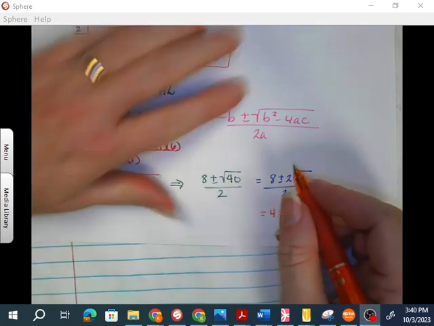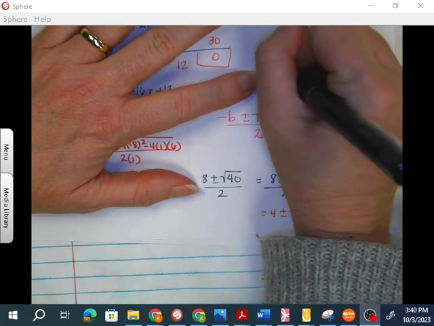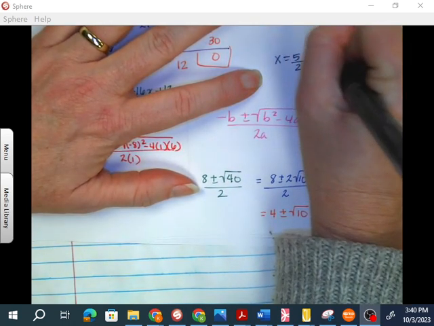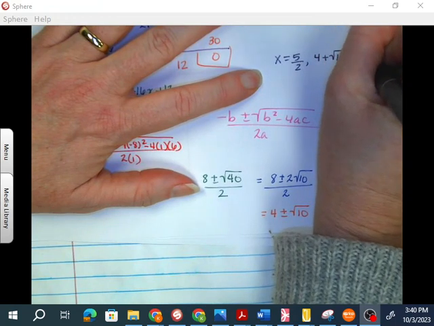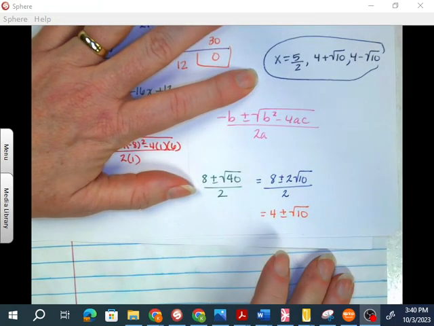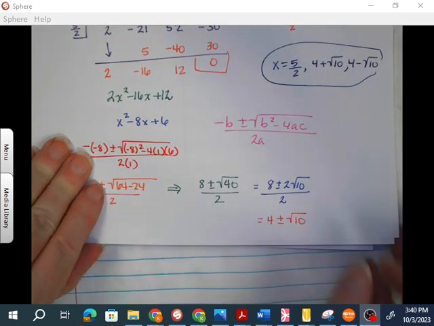So I have one real rational root at 5/2. And then I have 2 irrational roots, 4 plus the square root of 10 and 4 minus the square root of 10. So that's all 3 of my solutions right there. All right, y'all sort of doing okay a little bit, kind of? All right.